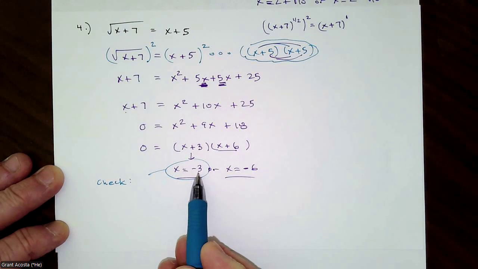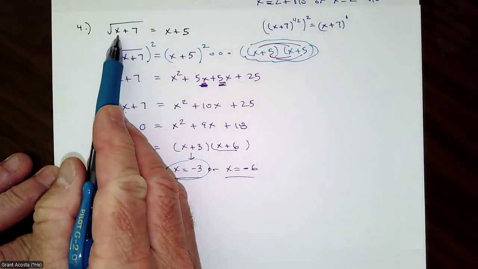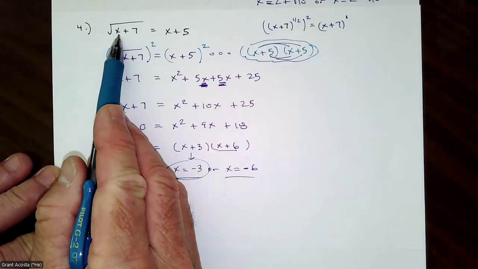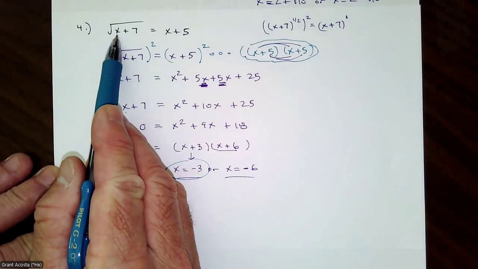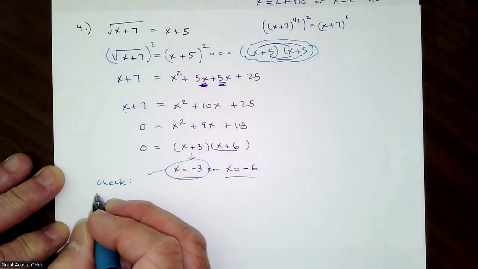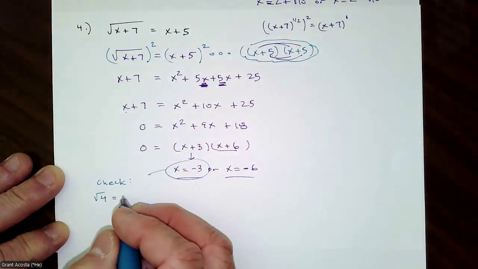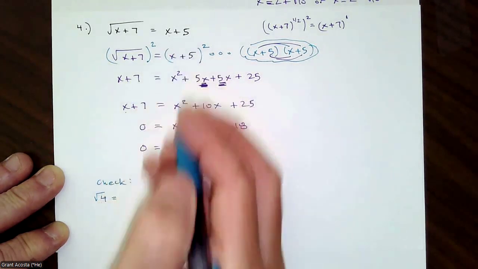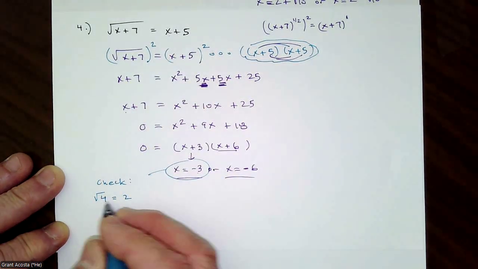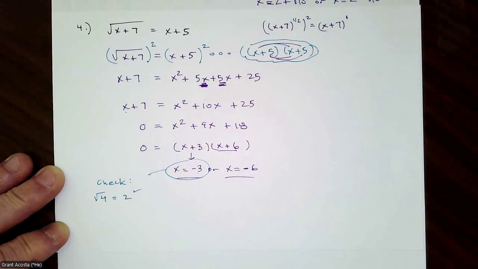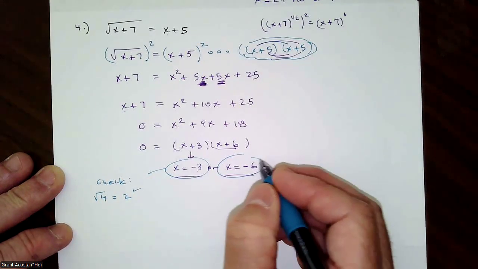And I'm just going to check this by plugging it into the original equation. So I'm putting in -3 here for x. If I plug in -3 plus 7, what I end up with is the square root of 4. And if I put -3 on the right side, I get -3 plus 5, which is 2. And the square root of 4 equals 2. So that works. Let's check this one.